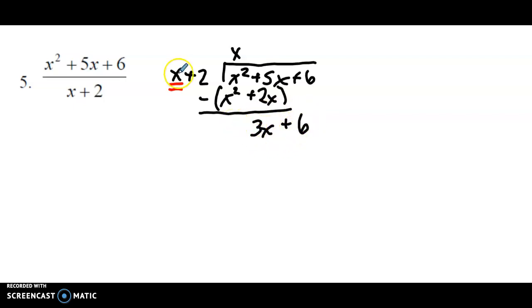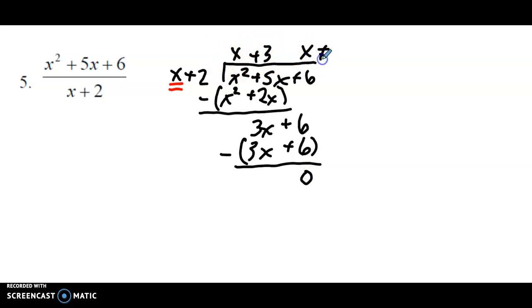Again, going back here, I'm going to divide this x. x into 3x is positive 3 times. 3 times x is 3x. Again, that should match. 3 times 2 is positive 6. We love it when they both match, because when you take that away, 3x minus 3x is nothing. 6 minus 6 is also nothing. I'm left with no remainder. This x plus 3 is the quotient. We do need to state the excluded values. The excluded value here would be negative 2, because negative 2 plus 2 makes 0.